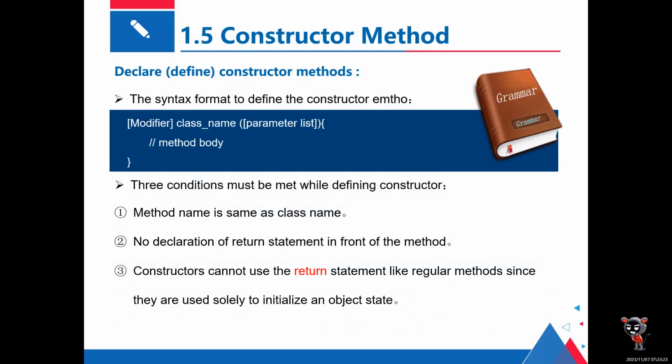So this is the basic format for the constructor method. In a constructor method, we need to meet three conditions. The first condition is that the method name should be the same as the class name. This is the first rule. The second rule is that there should be no return statement, since constructor methods are designed to initialize class objects, so they cannot be used like regular methods where we have a return value.